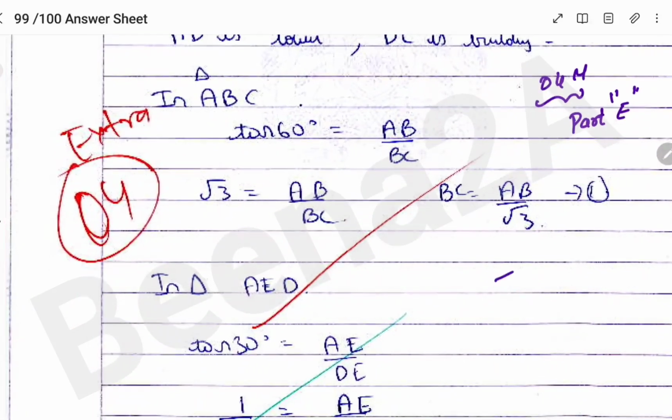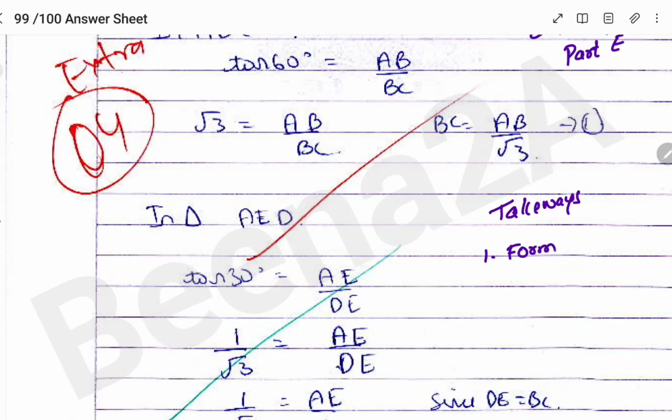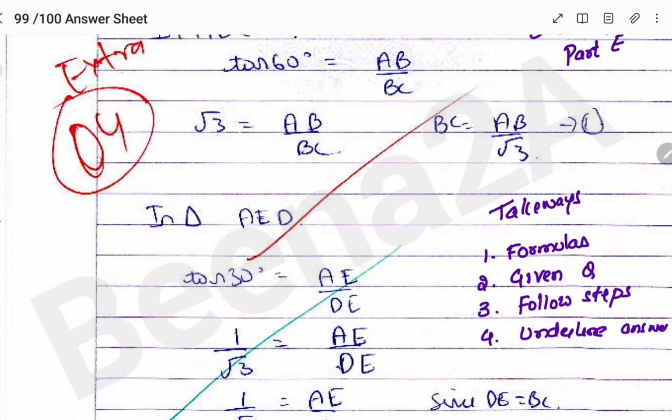I hope you have some takeaways, right? There are some takeaways. Write formulas. Write whatever is given in the question, all the values that are given, and neatly put them in the answer. Then follow steps. Fourth, underline the answers neatly. Fifth, write a conclusion. Sixth, put the units for the answers. If it's rupees, put rupees. Put the units wherever possible.